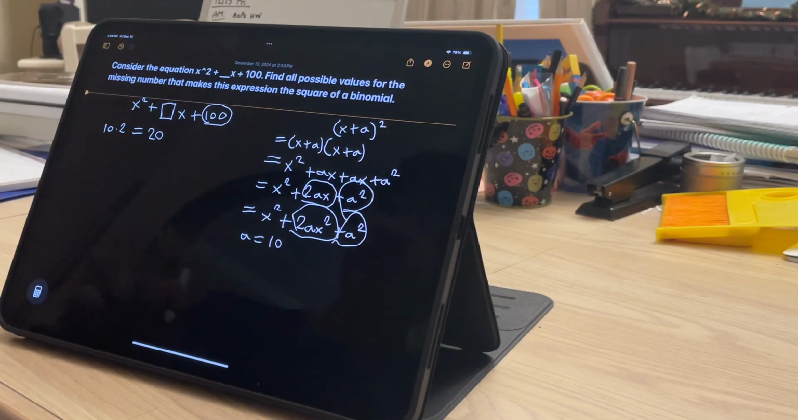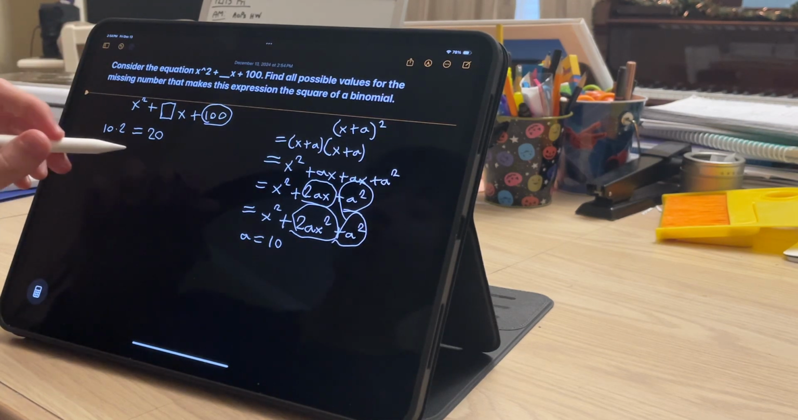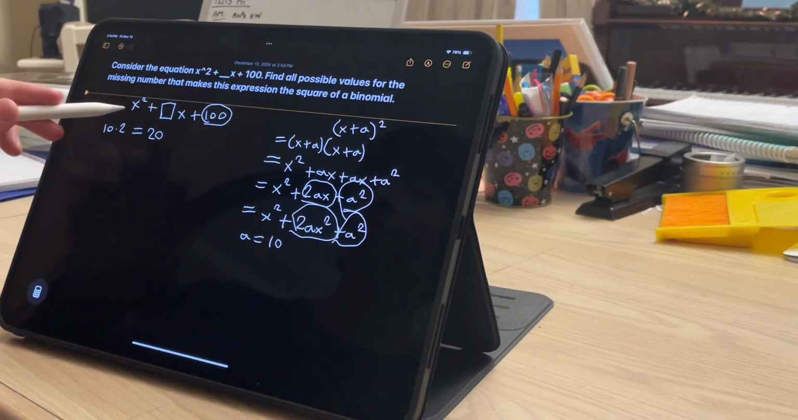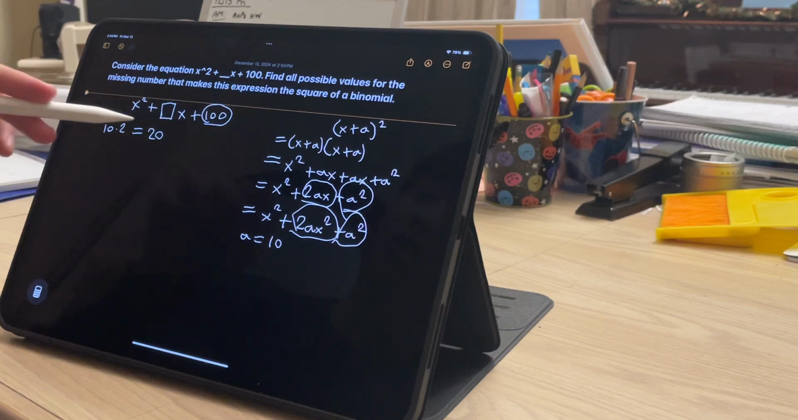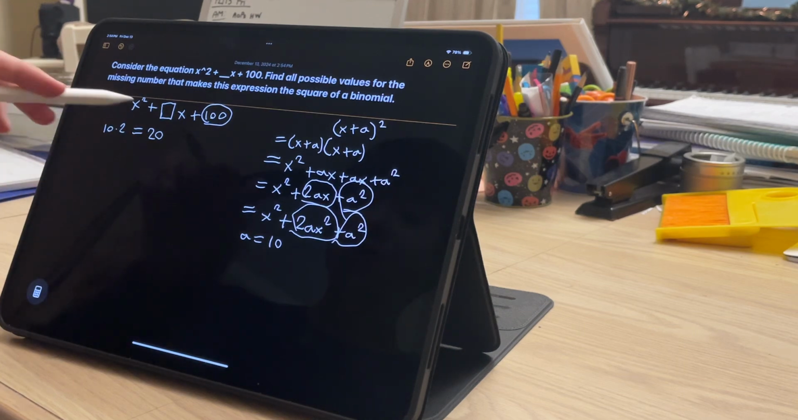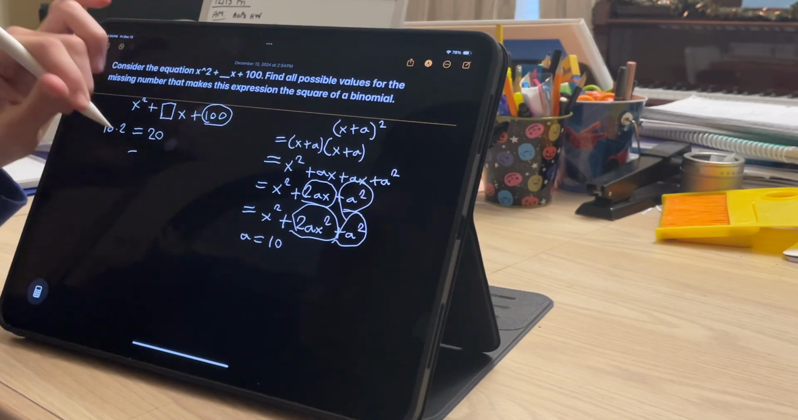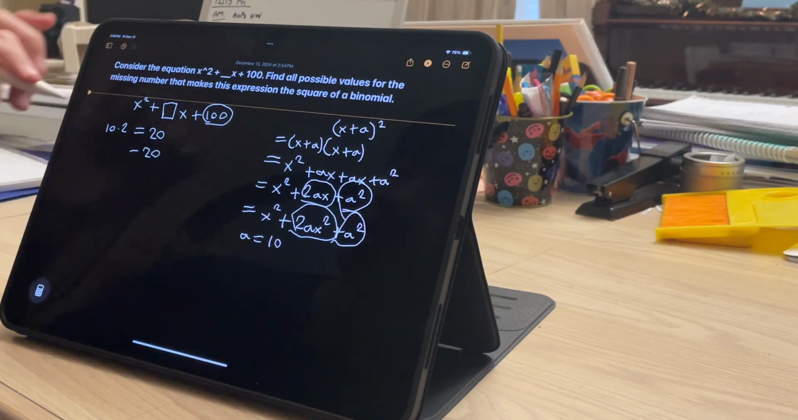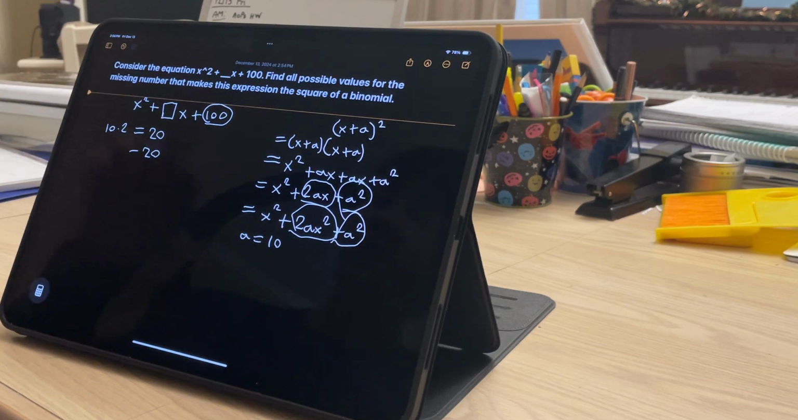Now we have to be careful here because there is more than one value. It's not just 20, because we're dealing with squares here. As we know, we could have 10 squared equals 100. We could also have negative 10 squared equals 100, because the square of a negative number is still going to be the positive number that you would get by squaring the positive number. So we've got two answers here. We've got our 20, and we've got our negative 20, because it's basically the same thing as saying 10 squared equals 100, and negative 10 squared also equals 100.